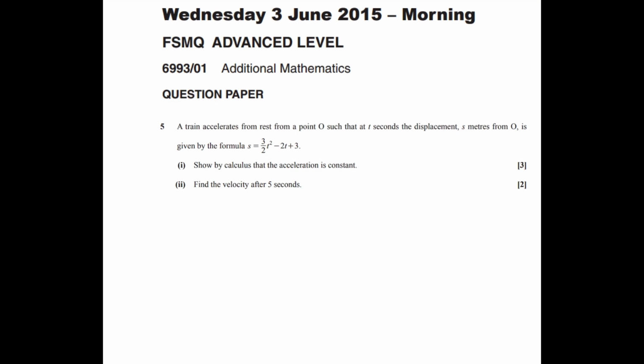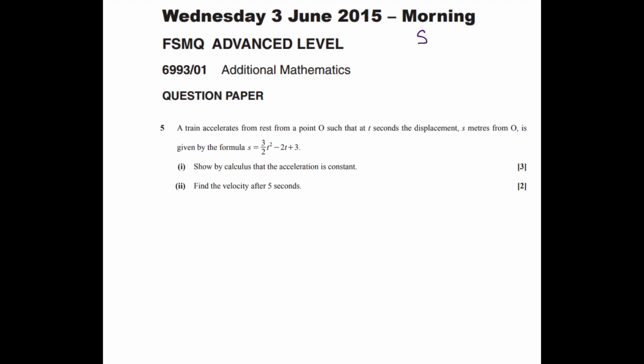Well, let's think about it. So we have displacement, velocity, and acceleration. So I told you to get from displacement to velocity, we need to differentiate. To get from velocity to acceleration, we need to differentiate again. So we're going to have to find our second derivative. So let's take one step at a time.